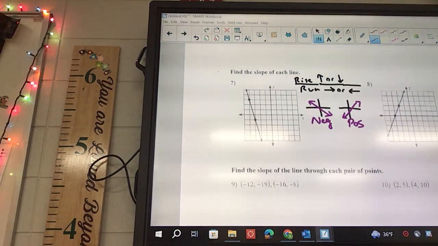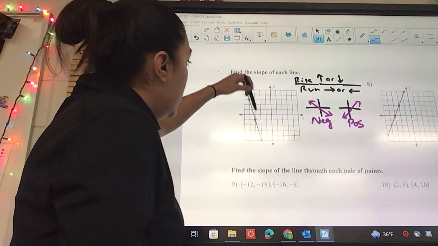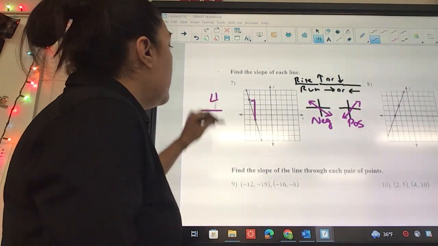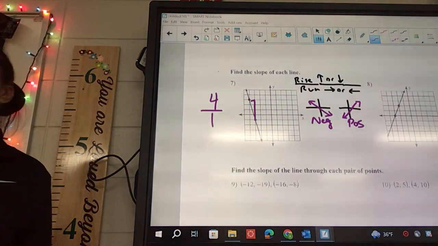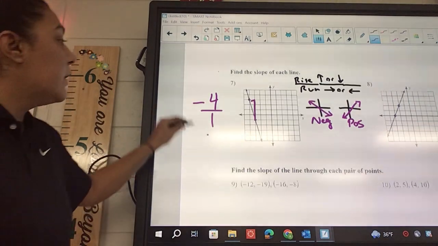Again, take as many notes as you need. Okay, I know that I'm going fast, there's just a lot to do. Okay, so we always count from the bottom dot up to the highest dot. So if we start counting from the bottom dot and we go up and over, how much do we go up? 4. We go up 4, we go over how many? 1. Okay, is this a negative or a positive line? It's a negative line, so we're going to throw a negative on there.